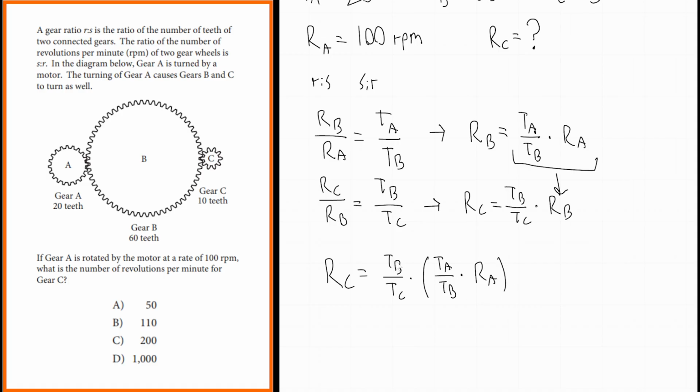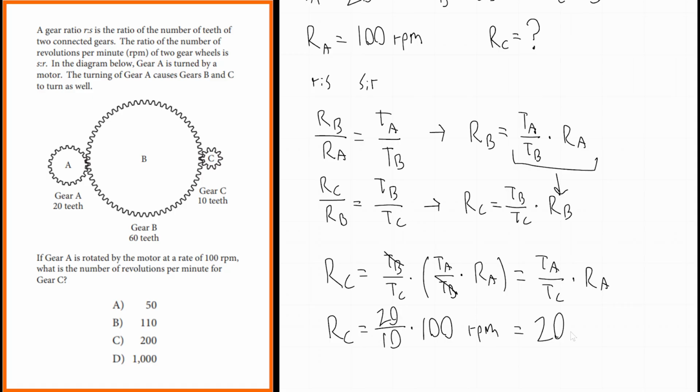So if we're to simplify this, we can see that this TB can cancel out with this TB, and we'll just end up with TA over TC times RA. Or in other words, the rotation of gear C equals TA, which is 20, over TC, which is 10, times the rotation of A, which is 100 RPM. 20 over 10 equals 2, and this whole thing equals 200 RPM, which corresponds to option C. C is our final answer.